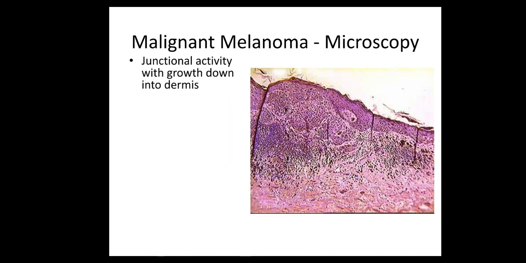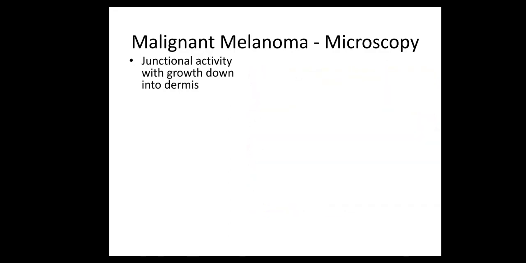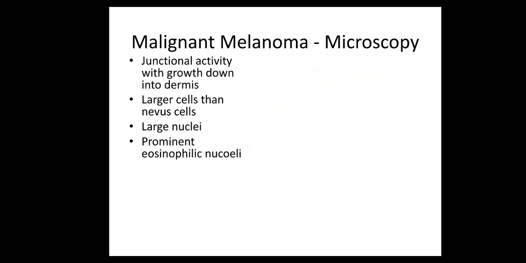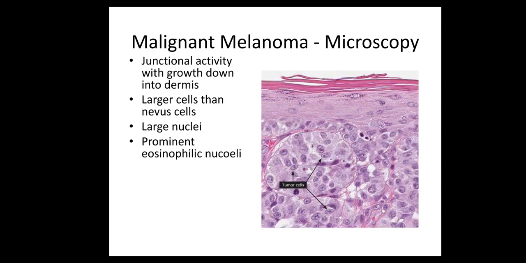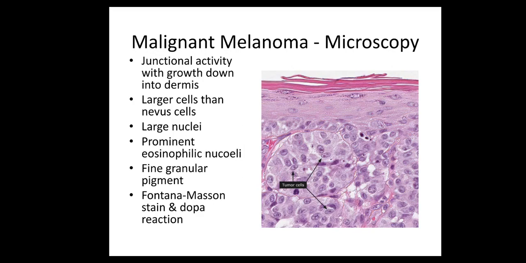Now microscopically you have something very classical here. It is junctional activity, that is at the dermoepidermal junction. From there it will grow down into the dermis. Now how do you describe these cells? These cells are larger than nevus cells, with larger nuclei, prominent eosinophilic nucleoli, and fine granular pigment. So this is how you will describe a malignant melanoma cell.